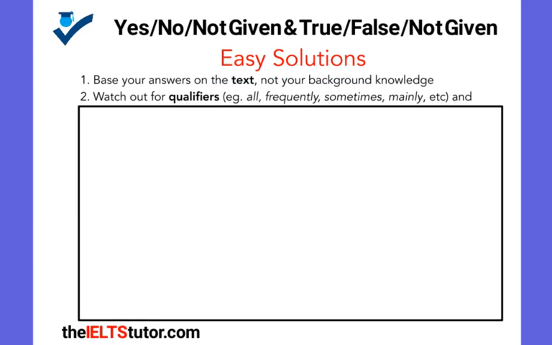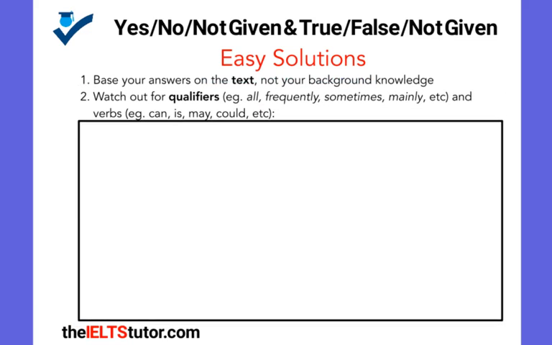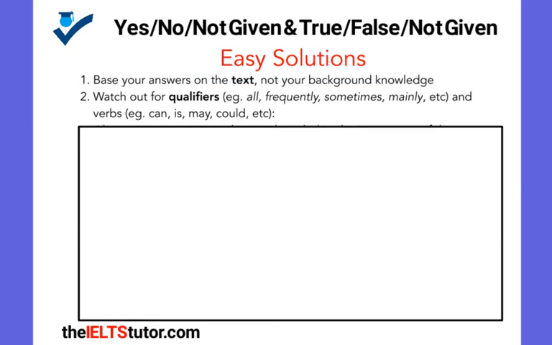Next, you need to make sure that you pay attention to qualifiers. What I mean here are words like all, or frequently, or sometimes, mainly in the statement, and sometimes in the text as well. And also verbs like can, is, may, could, and so on. Now, what do I mean by this?